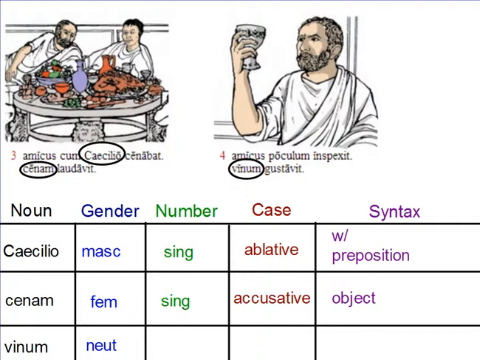It is a singular ending, and I can tell from the sentence, he tasted the wine, and from the ending, that it is accusative. Just like kenam, accusative shows the direct object in a sentence.